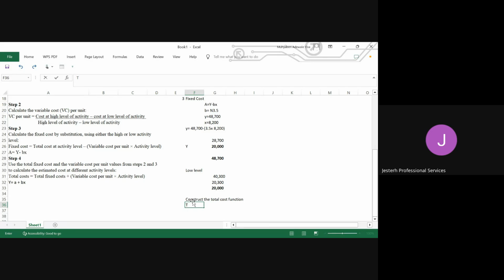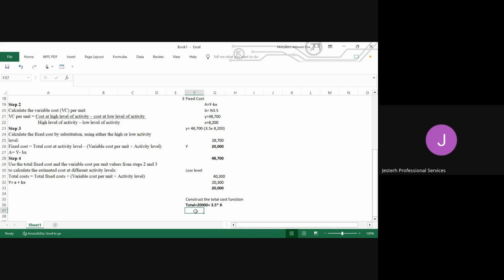We'll now say total costs is equal to our fixed cost, which is 20,000, plus, because it's a cost function that we're working on, 3.5, which is our variable cost per unit, multiplied by X. Now remember, our X stands for the level of activities. Now, this is our cost function.